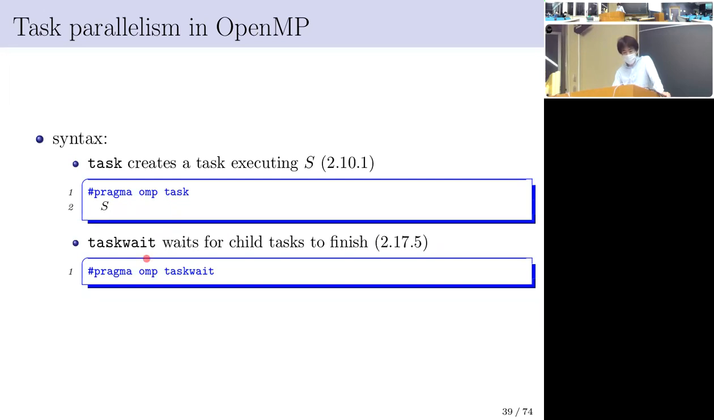And here's another pragma called taskwait. If it is issued by a task, then it waits for all the child tasks it created to finish. So you execute the program, you create some tasks along the way, and after some point, you just wait for those tasks to finish. This is how you use tasks.